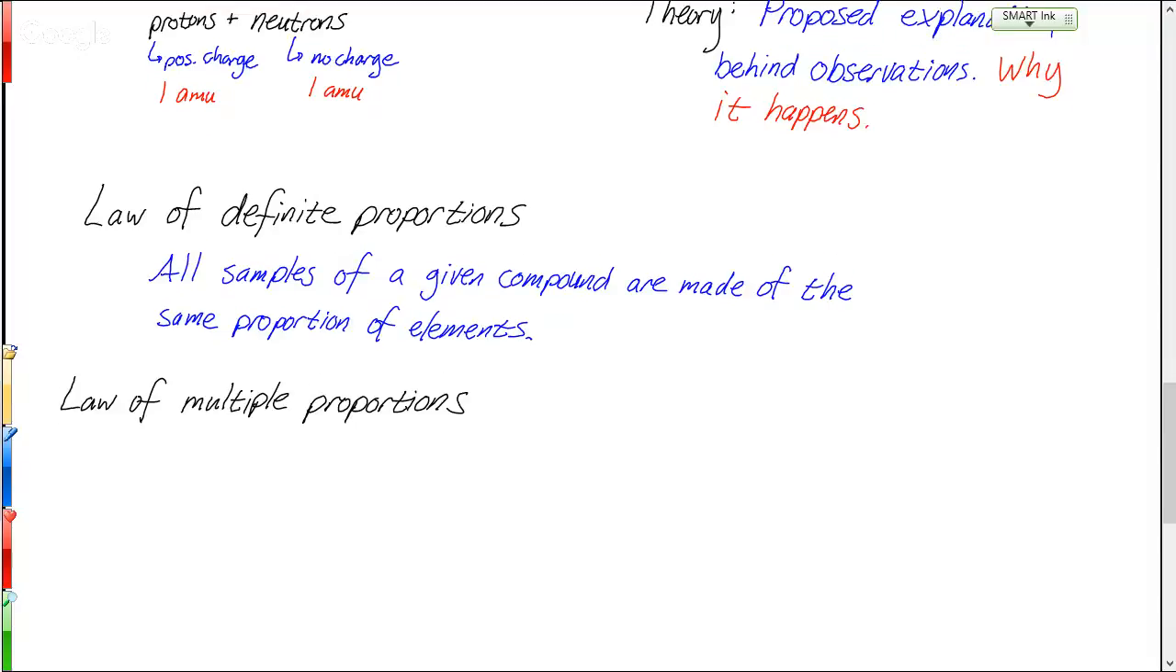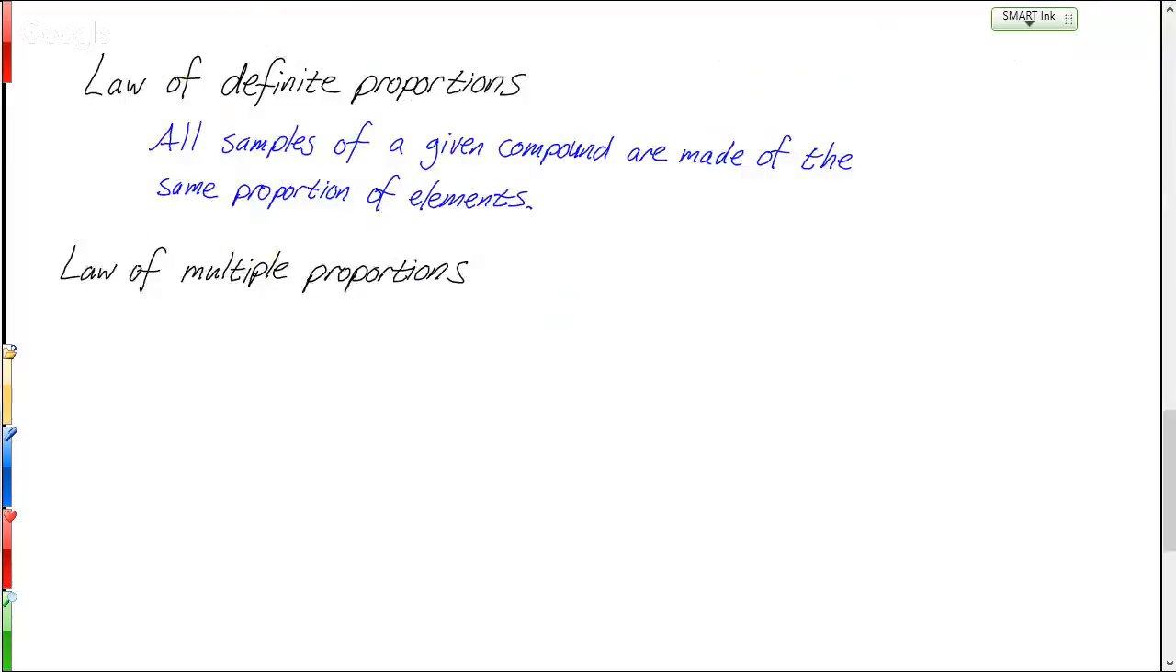So that was kind of the first clue as to why this keeps happening. Why are these elements always in the same proportions? And then the law of multiple proportions is a little bit more complicated, but let's look at an example.